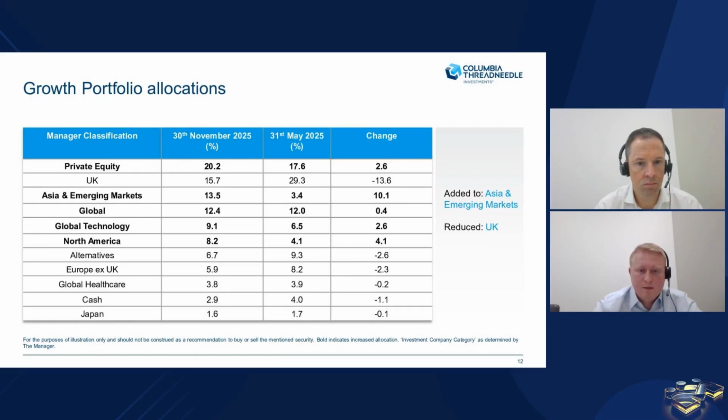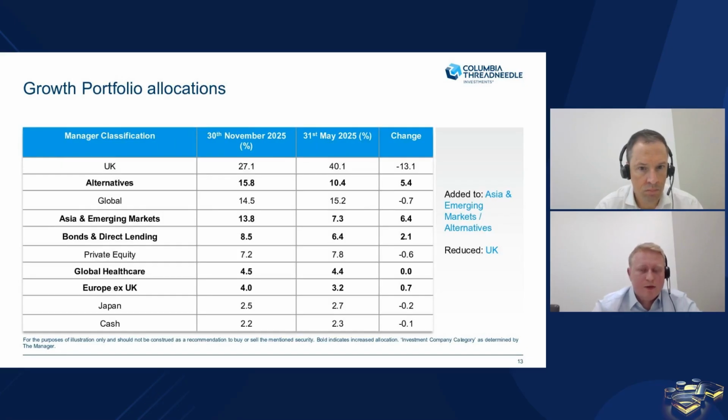And you're going to have to excuse us. We've got growth portfolios up the top, allocations up the top. It should say income portfolio allocations, nothing like a bit of live TV.